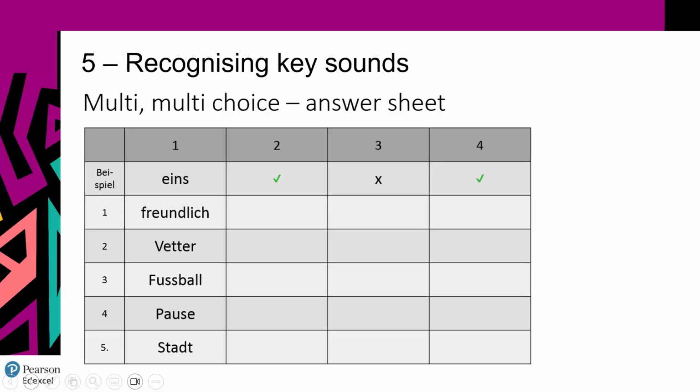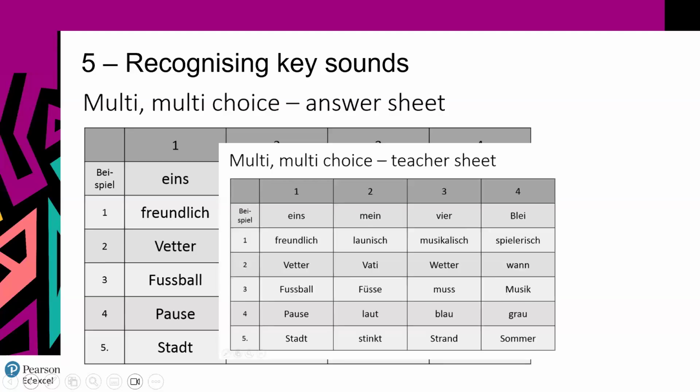and then you show them the words. You say, here I'm going to give you words. Which ones are going to sound the same? So here they could tick eins, mine, and bly, but not vier. If you look at number 2, which ones are going to sound the same? Number 3, Fuß, Füße, Mus, Musik. Füße is not going to be the same because we've got the umlaut. Something like this.